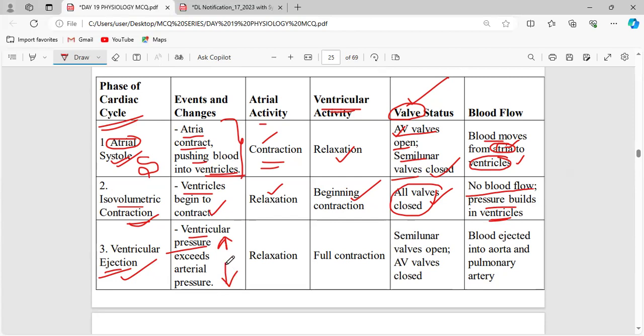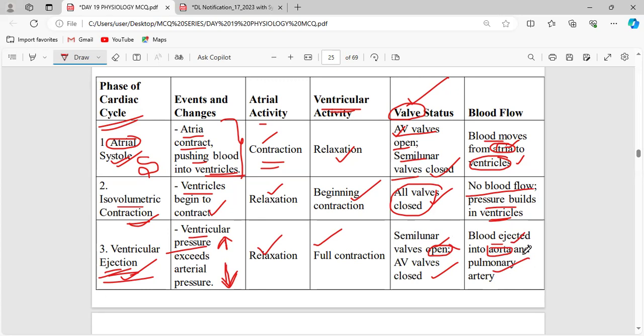Okay, as the atrial pressure is getting low, what will be the activity of the atrium then? It is getting relaxed and the ventricles will be under full contraction. Okay, and now what is the valve involved here? The semilunar valve is getting open and the AV valve is getting closed. Now how will the blood flow? As it is an ejection, the blood will be ejected into the aorta and the pulmonary artery.